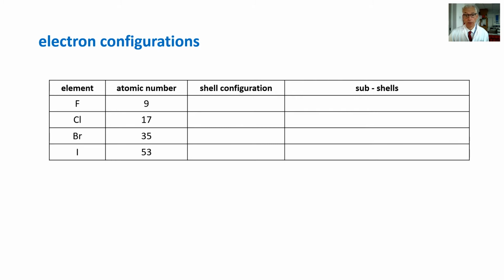So here are for fluorine 2,7 and the subshell configuration, 1s2, 2s2, 2p5. Then for chlorine 2,8,7 corresponds to 1s2, 2s2, 2p6, 3s2, 3p5. Bromine 2,8,18,7, it's got 35 electrons. 1s2, 2s2, 2p6, 3s2, 3p6, 3d10 accounts for the 18 in the third shell. 4s2, 4p5.